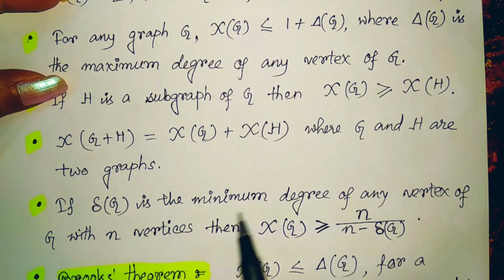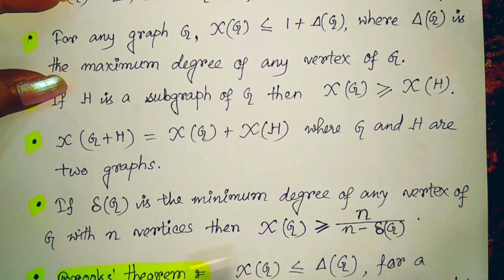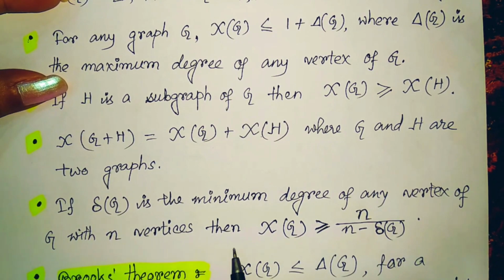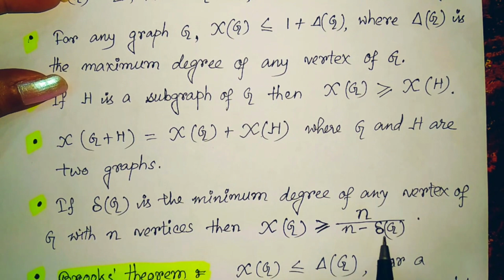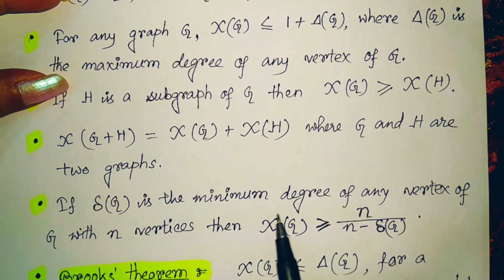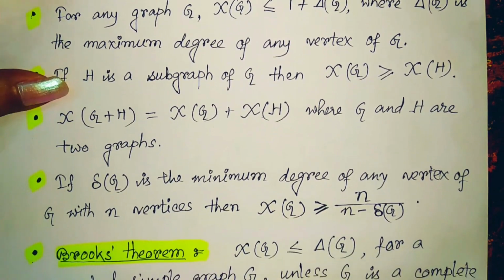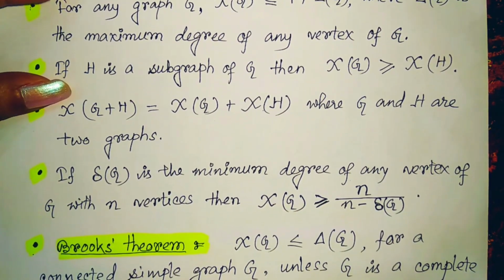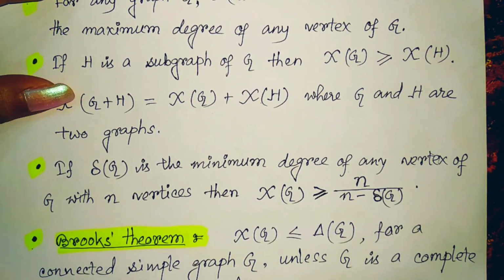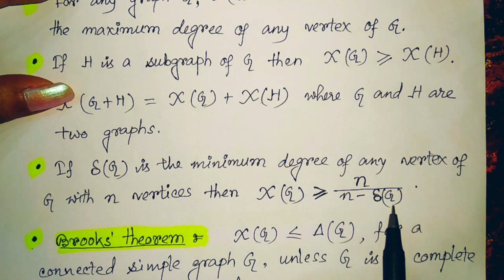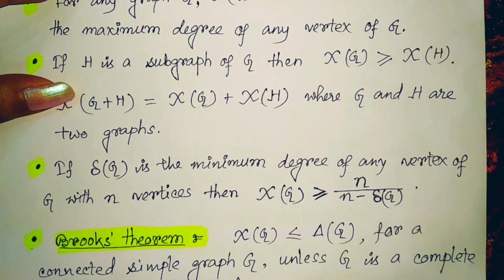Next, if delta G is the minimum degree of any vertex of G with n vertices, then the chromatic number of G is greater than or equal to n divided by n minus delta G. Delta G is the minimum degree of any vertex. A graph is given. We observe the minimum degree of a vertex. According to that, we will say the chromatic number is at least n divided by n minus the minimum degree.